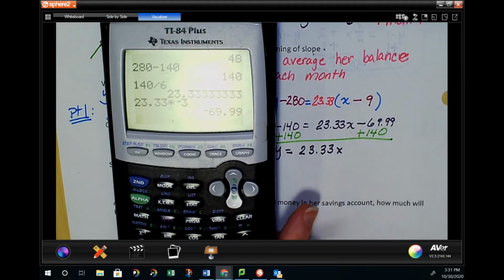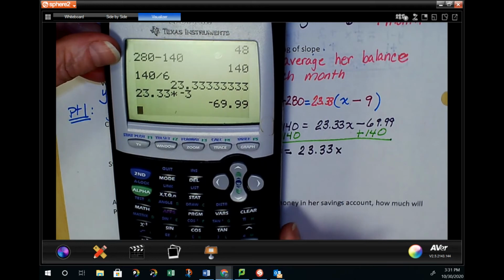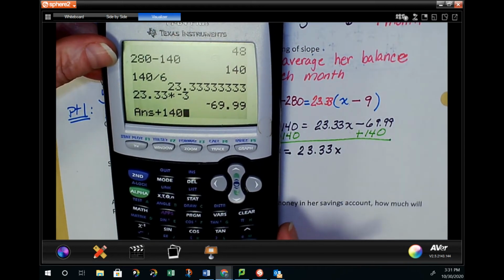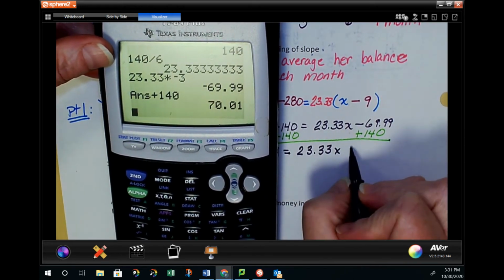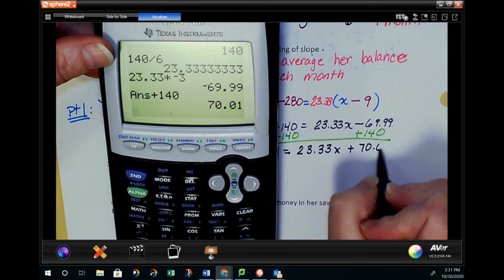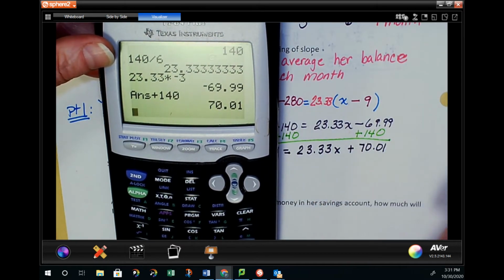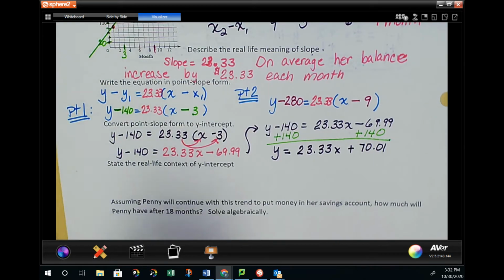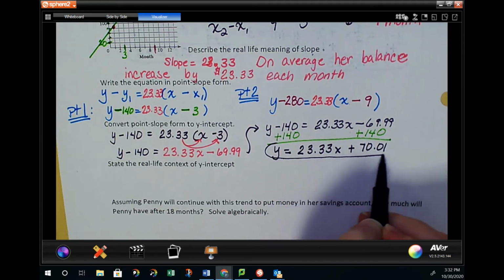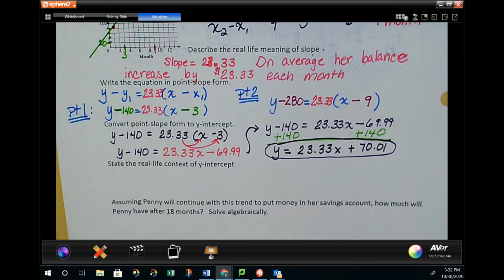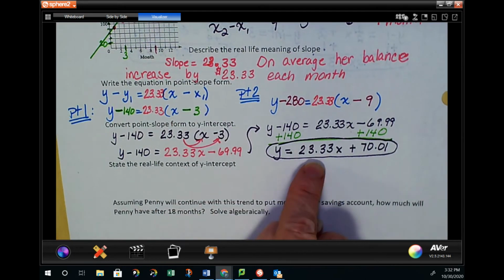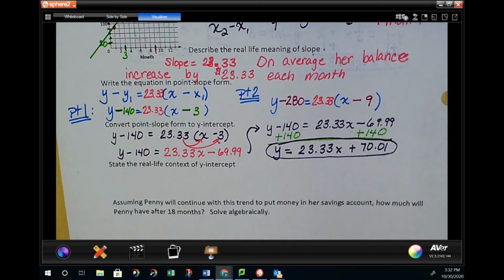So I've got my negative 69.99. And now I'm going to add 140 to that. And I get 70.01. Now all I'm doing, and that's fine that you're using the calculator. This will make it so we don't mess up. We've already got some difficult stuff going on in our lives already. And it's a little bit easier. You can look at that, and if your point slope form and this pretty much go on top of each other, then you know that that is correct. So you're going to test that into Desmos.